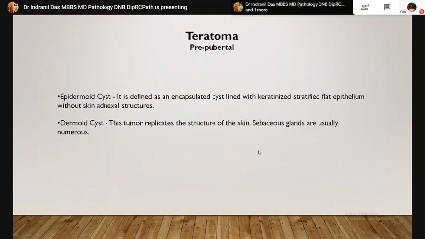Now, as I said, the epidermoid cyst and the dermoid cyst are two examples of prepubertal type of teratoma. The epidermoid cyst is basically an encapsulated cyst lined by keratinized stratified flat epithelium without any adnexal structures. But in dermoid cyst, the adnexal structures of skin are present. In addition, other structures may also be seen.